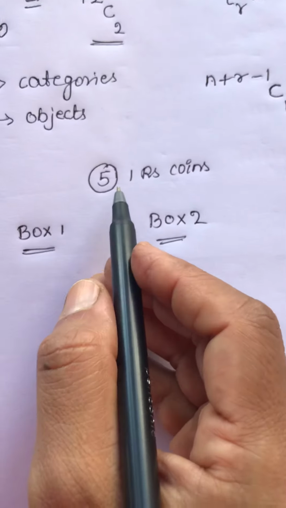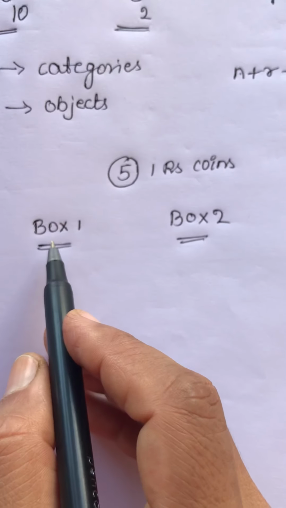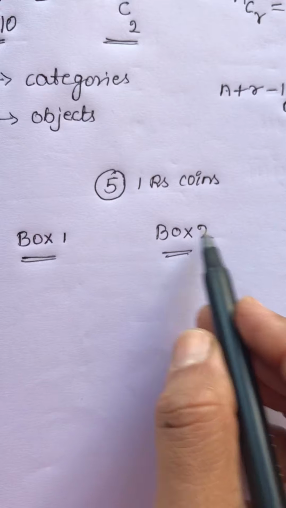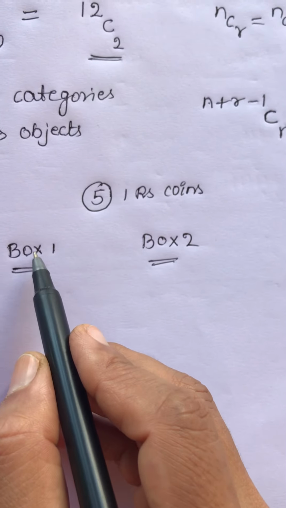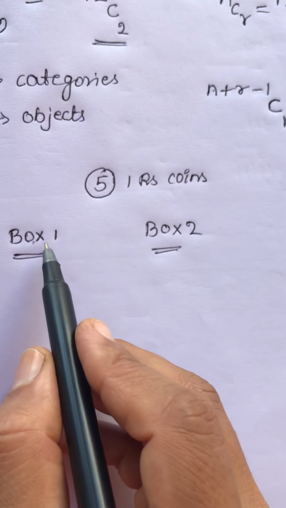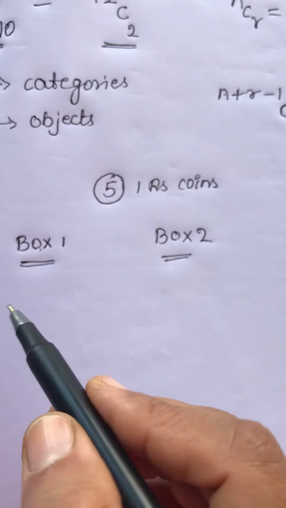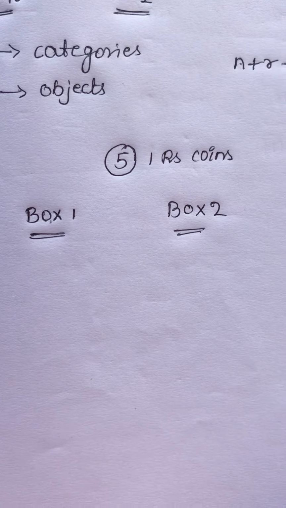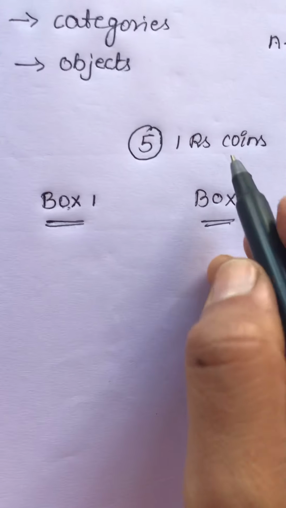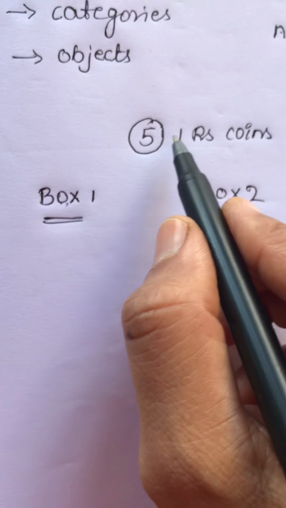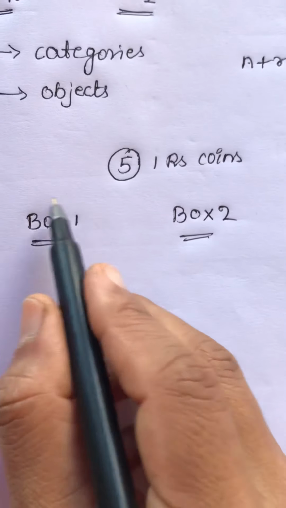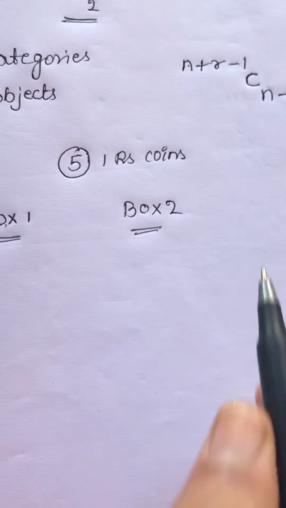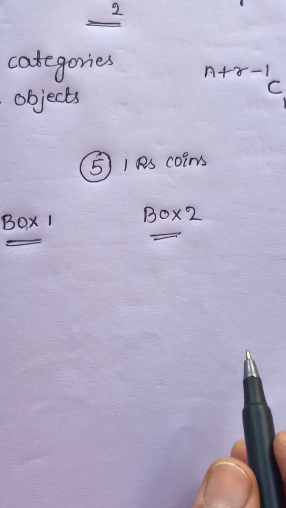So either I can put all 5 coins here, or I can put all 5 coins here. Or I can put 3 here, 2 here. Okay, 1 4, 4 1, 2 3. Too many different possibilities are there. It does not matter out of 5 coins whether I am putting the first coin here, the second coin here. Totally how many coins I am putting here and how many coins I am putting here.